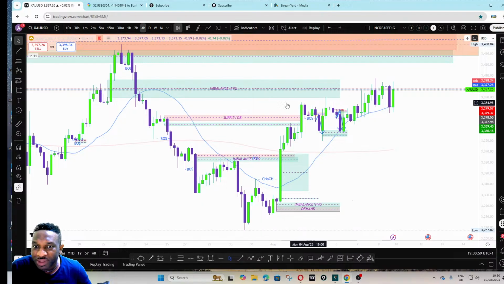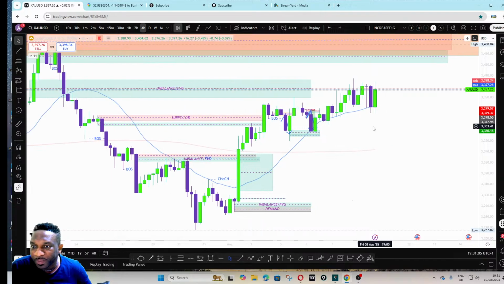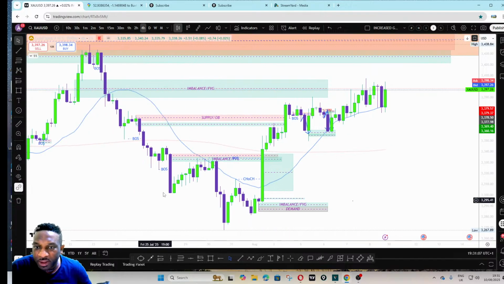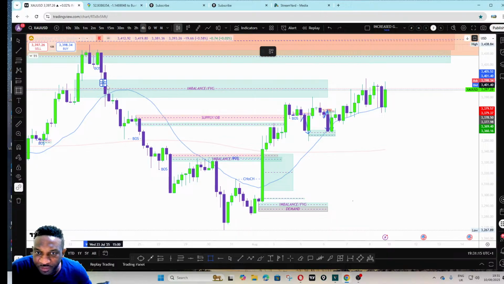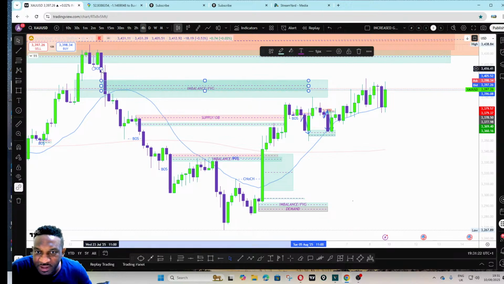This is the 4-hour time frame. That is where gold is reacting from now. Let's see. So that's the imbalance on the left. So the imbalance on the right also will be from here to there. So we have the first candle, second candle, and the third candle.